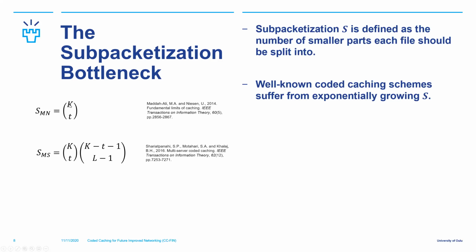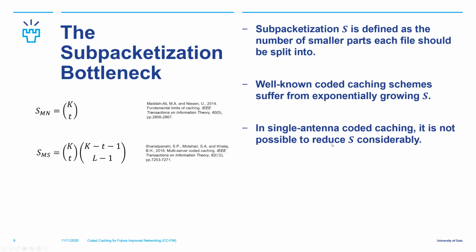This makes coded caching infeasible, even for very small networks. Like if K becomes larger than 10, this can be a very large number, and it's impossible to split all the files into these very tiny pieces. In single antenna coded caching, it is not possible to reduce S considerably. Just for very specific parameters, it's possible.